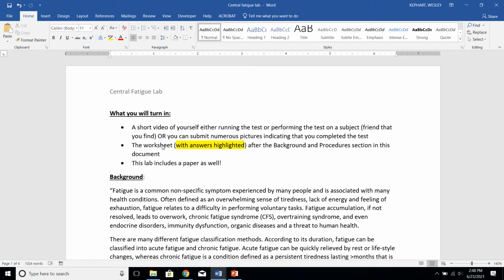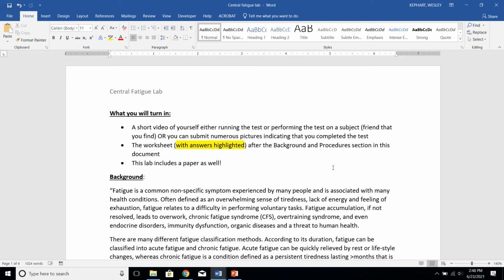What you're going to turn in is a short video of either yourself or a friend performing this lab, at least the numerous different aspects of the lab, or a multitude of pictures proving to me that you actually did every aspect of this lab. There is a worksheet at the end, after the background, the procedures, all of those types of things that always show up at the end of these documents. Really, there's not very much to this.